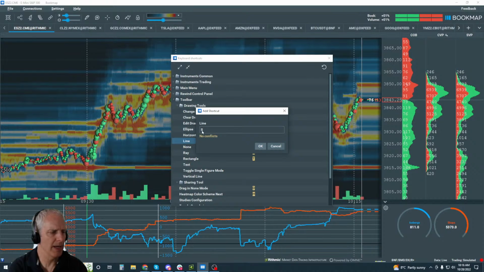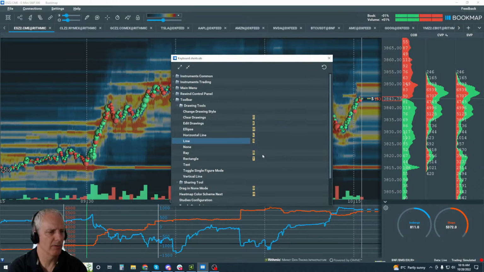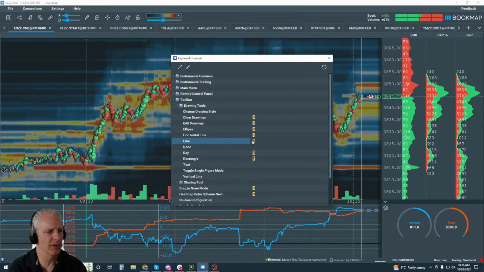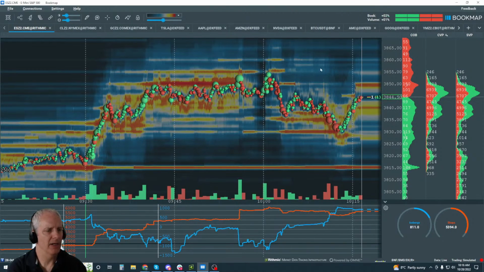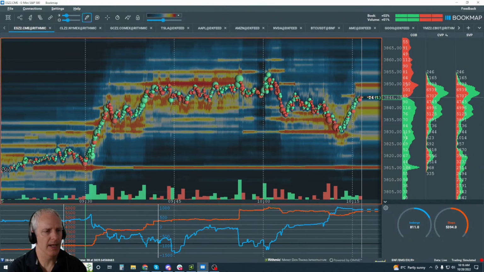Yeah, okay, so I'll use S. There we go. So now you can see it has S here as the shortcut. You can right click again in here and then remove that shortcut if you like. All right, so now come back in here. All I have to do is press S and I'll draw my line.